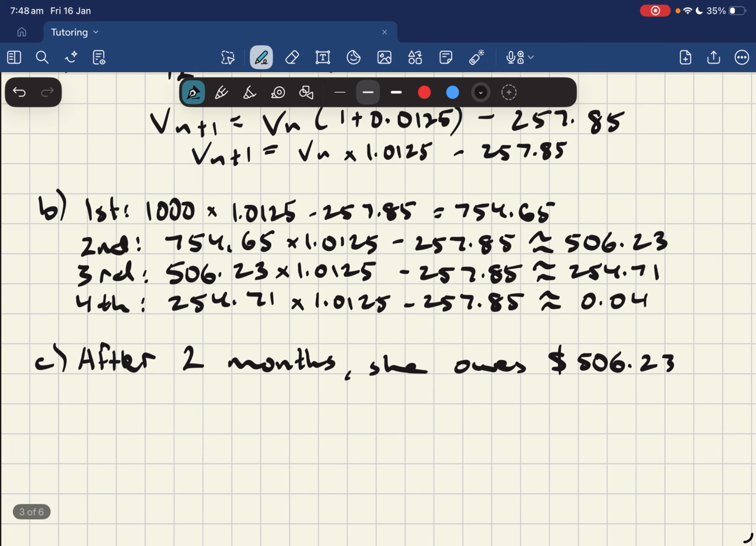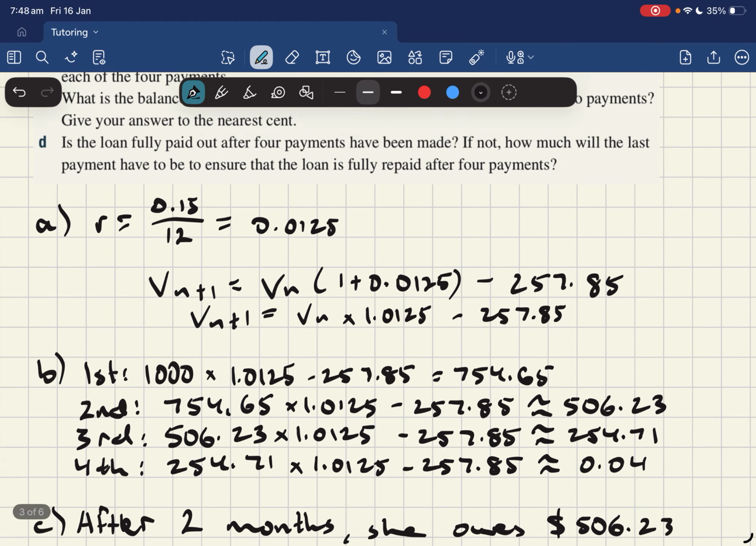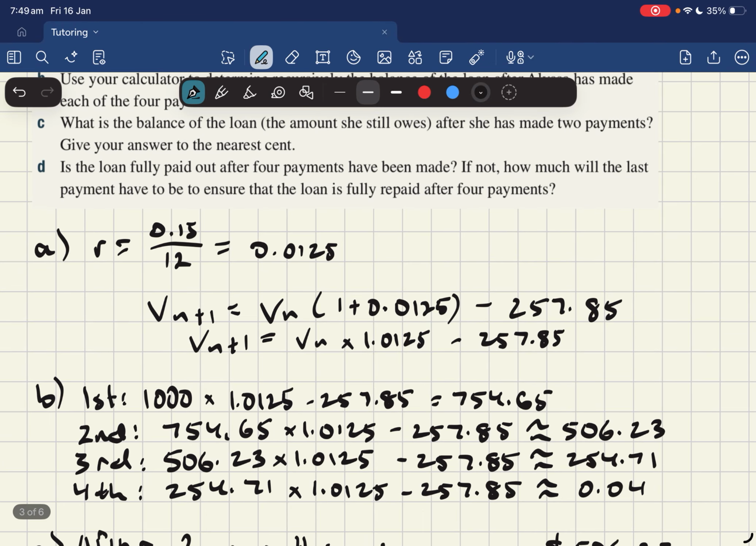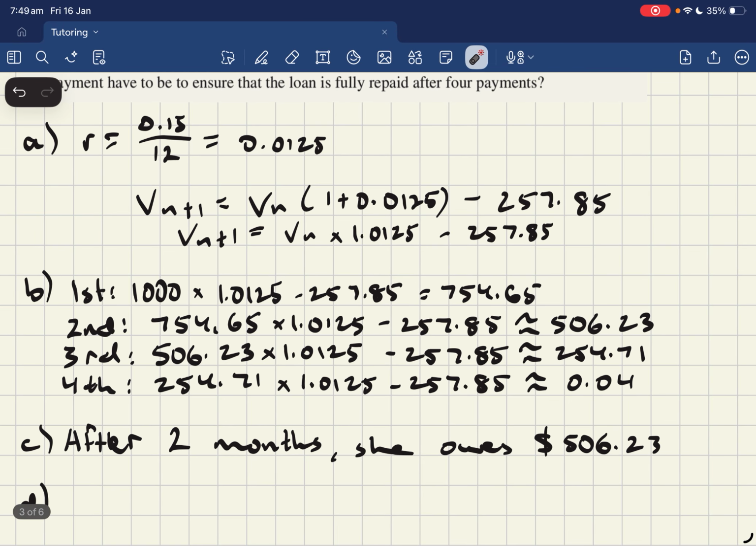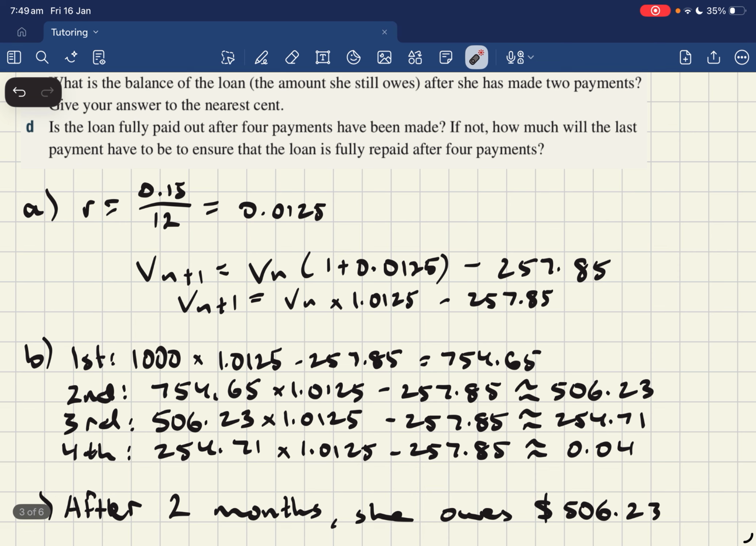Last part, and this part's a little tricky to understand, but hopefully we'll be able to make it easier for you. It's saying, is the loan fully paid out after the 4 payments have been made? If not, how much will the last payment have to be to ensure that the loan is fully repaid after 4 months? When you look at our recurrence relation, we saw that right at the end, there's still 4 cents to pay off. So the loan isn't fully paid out.